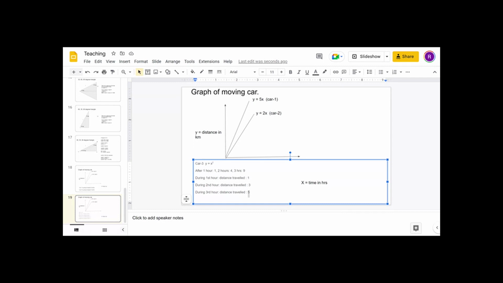So actually you can see it is becoming an arithmetic progression. The distance traveled during the first hour is 1, second hour is 3, third hour is 5, then 7, and you'll keep getting the successive odd numbers. So the distance traveled each hour is increasing. That means what is happening to the speed of the car? Is the speed of the car fixed or is it going on increasing?